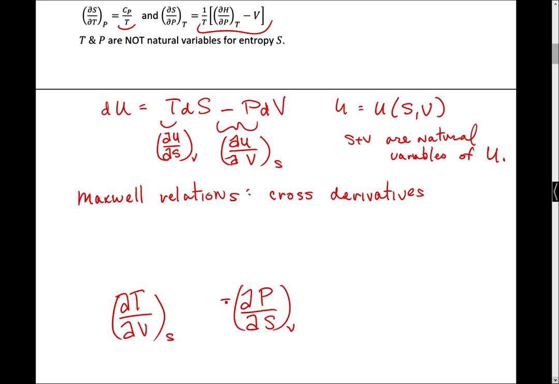Where this becomes important is we know that U is a state function. That tells me that this is an exact differential. And if I have an exact differential, what's true about the cross derivatives? They're going to be equal to each other. So this is an example of a Maxwell relationship.